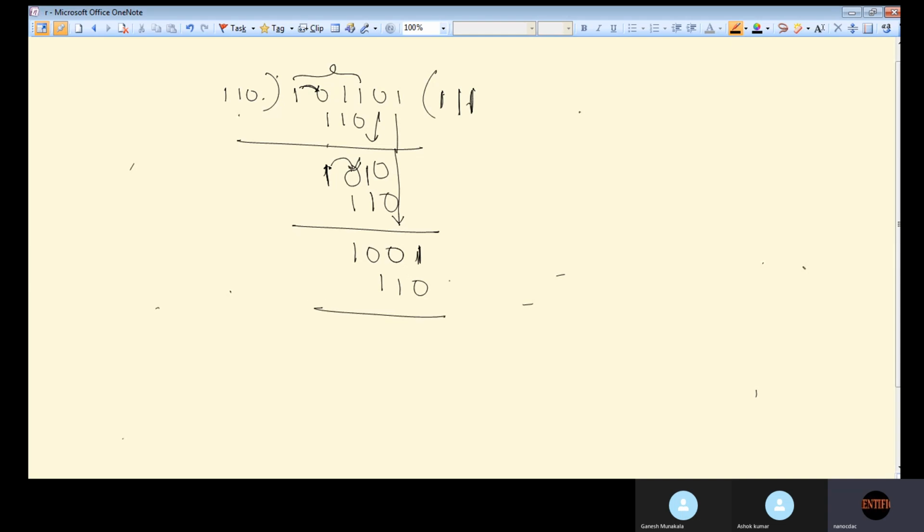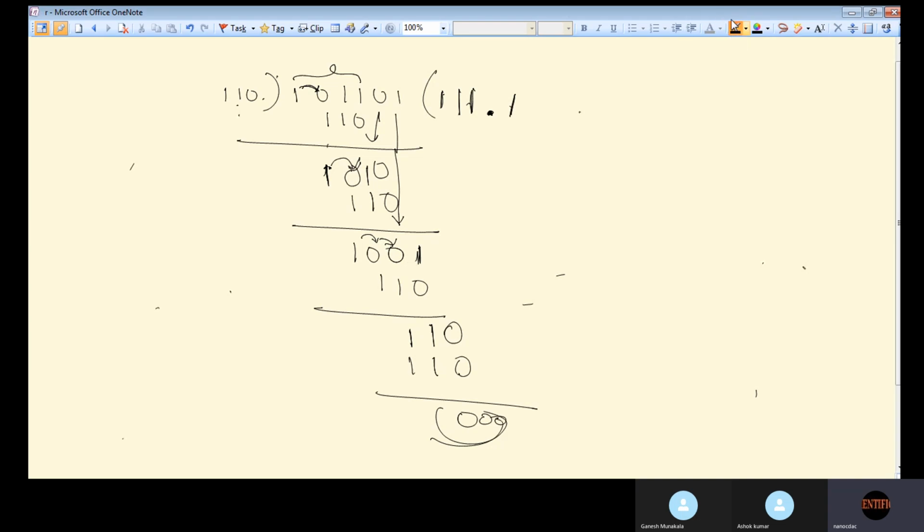Again 110 into 1 is 110. Subtract. What do you get? 1 minus 1, 1 minus 0 is 1, and here also you get 1. So 0 minus 1 with 1 borrow, that's it. You have borrowed here. Finally you put a decimal point, and you can add one more. 110 into 1 will be 110, so you will get 0. The remainder will be 0. This is how you perform the division.